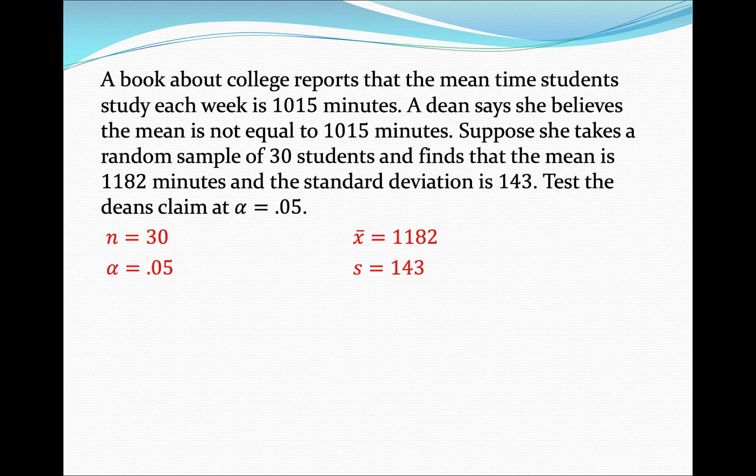So let's write down what we know. We know the sample size is 30, alpha is 0.05. The sample mean is 1182. The sample standard deviation is 143. What are we trying to prove? The dean says she believes the mean is not equal to 1,015. So that's what we're trying to prove. So this is kind of our third scenario. We did one hypothesis test for greater than. We did one for less than. This is your other kind of hypothesis test where you do a not equal to. So we write HA: mu not equal to 1,015. H naught just contradicts that, so H naught is your equality.